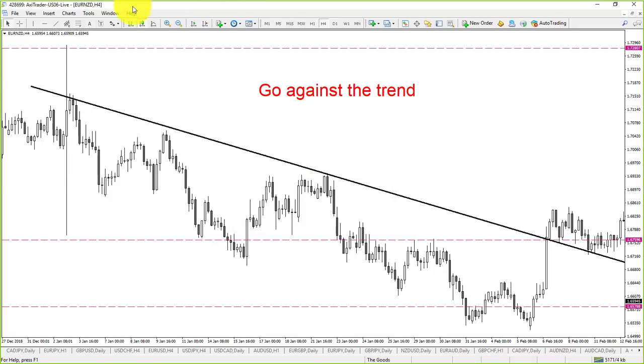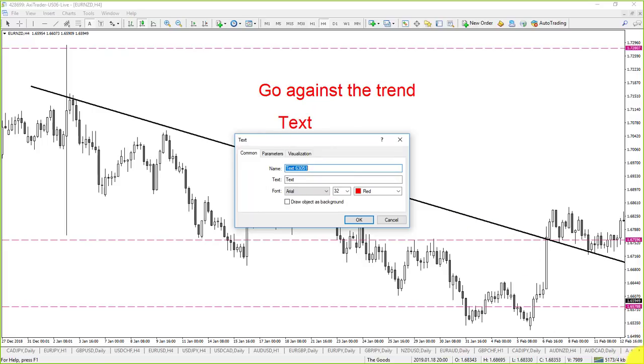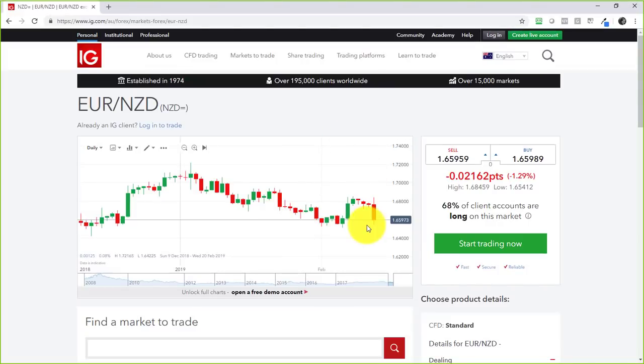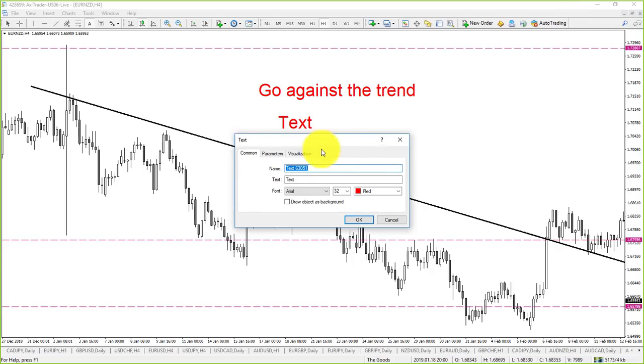We also know that most retail traders, and by the way, that's this data here, these are the retail traders, right? The traders who trade with IG Markets, they're retail traders. So most traders go against the trend, and most traders take small profits and large losses.